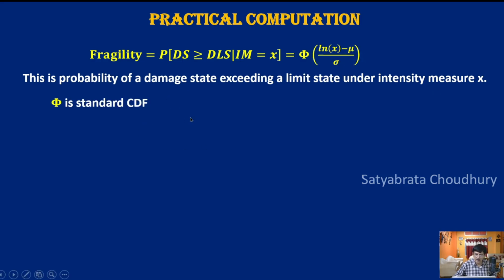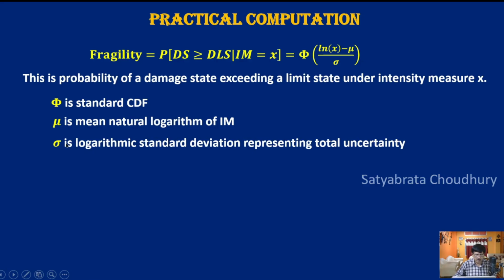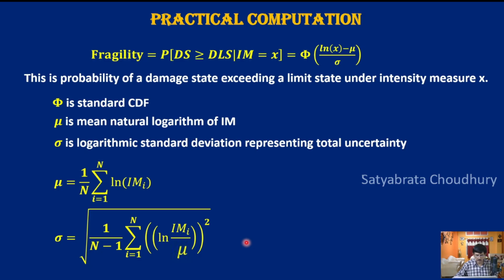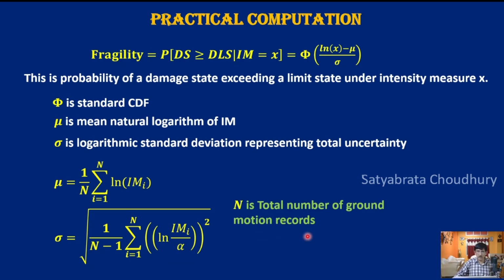Phi is standard CDF, cumulative distribution function. Mu is the mean of the natural logarithm of the intensity measure. Sigma is logarithmic standard deviation representing total uncertainty. This is also using logarithm of the intensity measures. The mean is given by this formula, mu, and the standard deviation is given by this formula. N is the total number of ground motion records, which is 22 typically in our case. And Z is the CDF, cumulative distribution function, given by this.